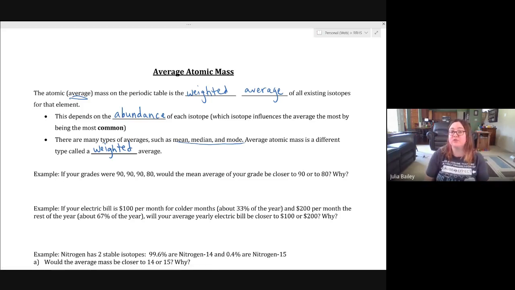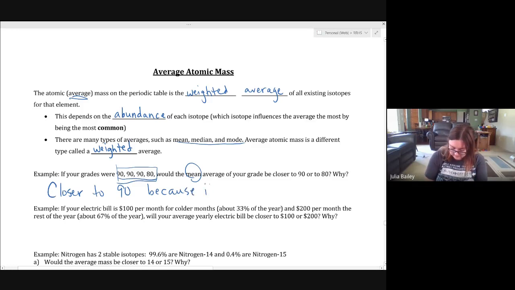For example, think about your grades. If your grades in my class were a 90, a 90, a 90, and an 80, would the mean average of your grade be closer to a 90 or closer to an 80? It should make sense that if you're taking the mean of 90 plus 90 plus 90 plus 80 and dividing by 4, because there are so many 90s in there, the average would be closer to 90, because 90 is more common.